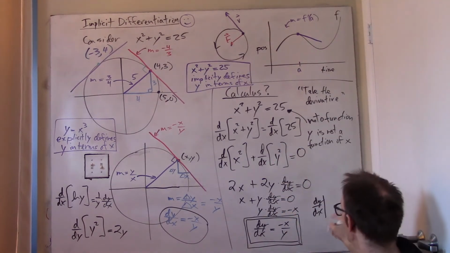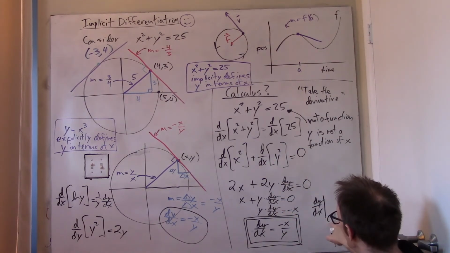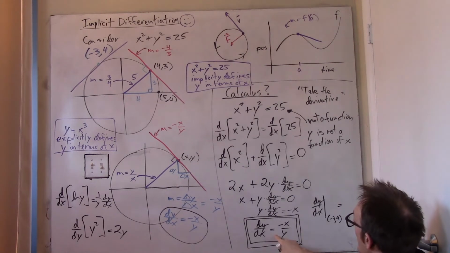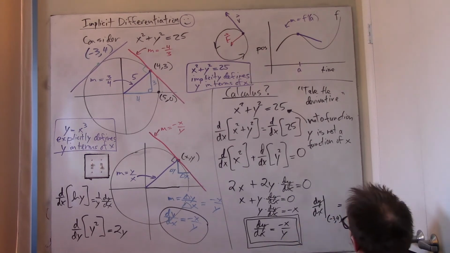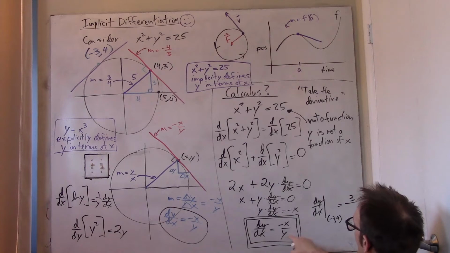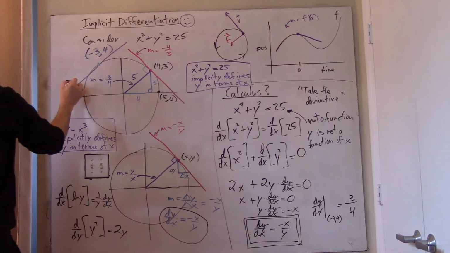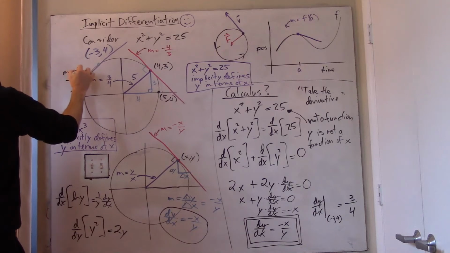How? The notation that people write here is dy/dx at the point (-3, 4). Well, I just plug into this formula. I plug in -3 for x, and so I get 3 on the top, and I plug in y on the bottom, and so I get 3/4. And so my formula tells me that the slope of this line is 3/4.